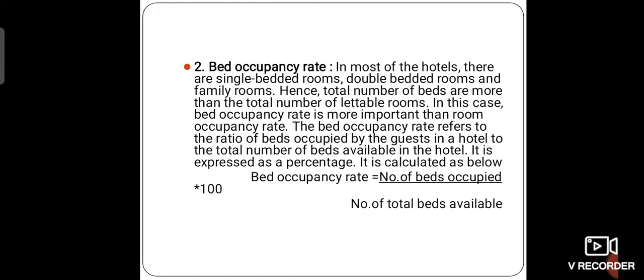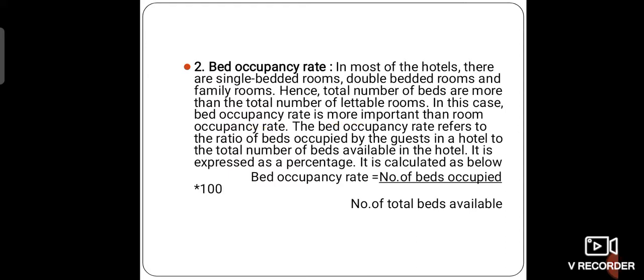Next is bed occupancy rate. In most of the hotels, there are single bedded rooms, double bedded rooms and family rooms. Hence, the total number of beds is more than the total number of lettable rooms. So each room is further divided into single, double or family. So bed occupancy rate is an important thing because the total number of rooms may be less than the number of beds. In this case, bed occupancy rate is more important than room occupancy rate.